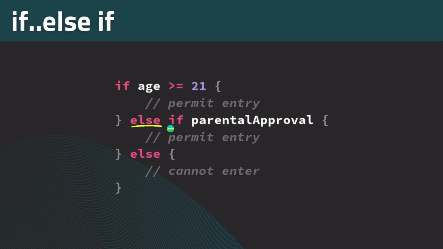So else, we use the keyword if again. So else if we have parental approval, and if that happens to be true, then we'll permit entry again. So if that's true, that'll be executed. If this one is false and this one is false, then finally this last block will get executed, and we'll have some kind of code where they cannot enter the venue. You can have as many else if blocks as you want for whatever conditions you're trying to test for. So you can have 1, you could have none, you can have 5 or 6, you can have 20. All of that's okay.